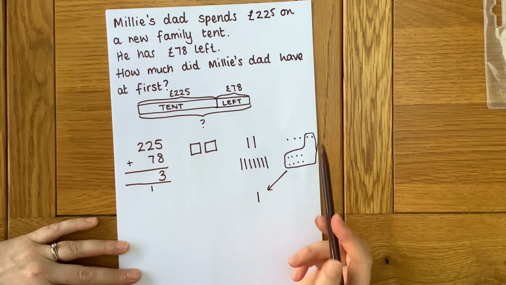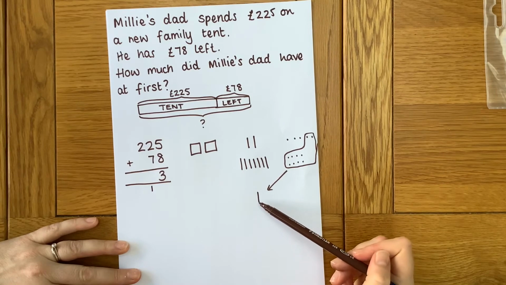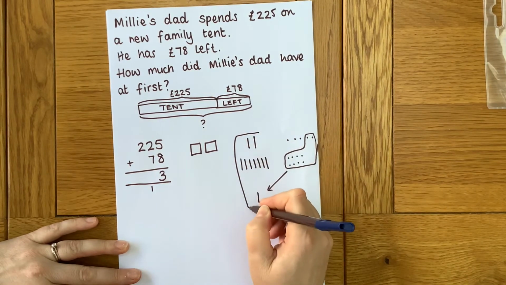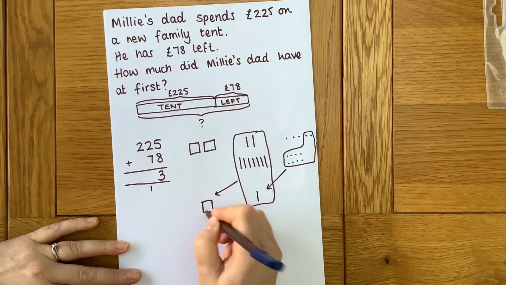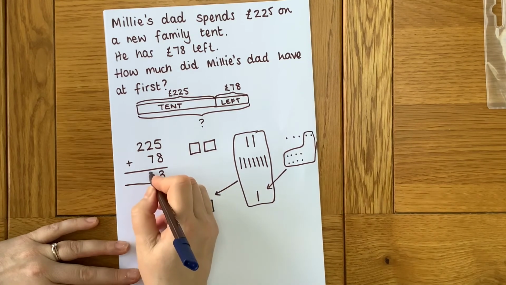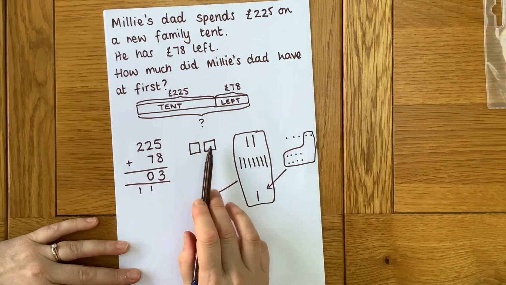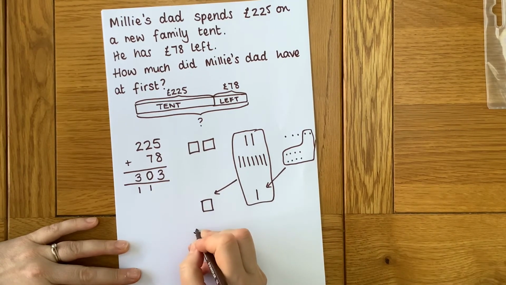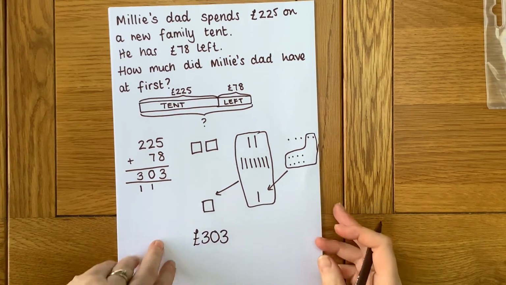Now I'm going to add up my tens. So I've got 2 tens and 7 tens and 1 10. That makes 10 tens altogether. So I can take all of those 10 tens and I'm going to exchange them or regroup them into 100, leaving no tens left. And then altogether I've got 1, 2, 3 hundreds, giving me the answer £303. Okay, this time I would like you to have a go at drawing the bar.